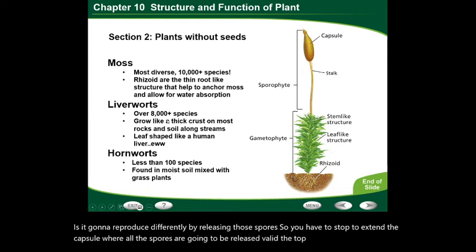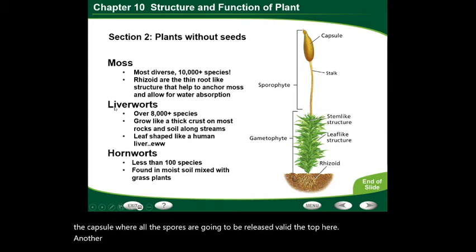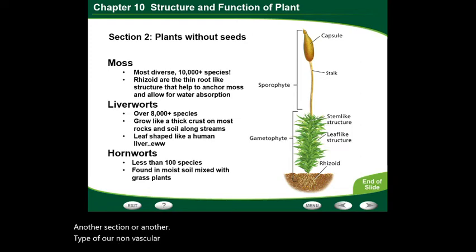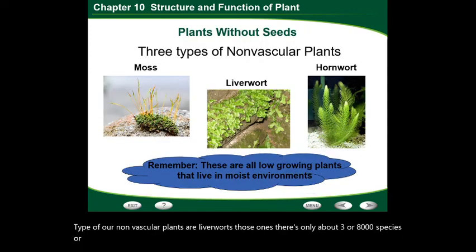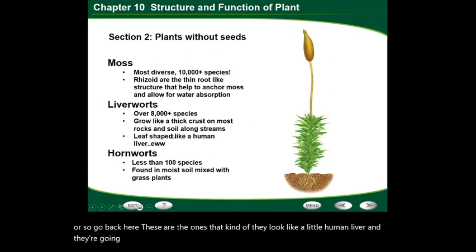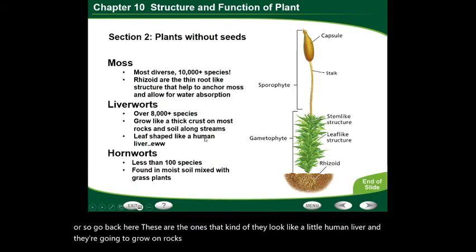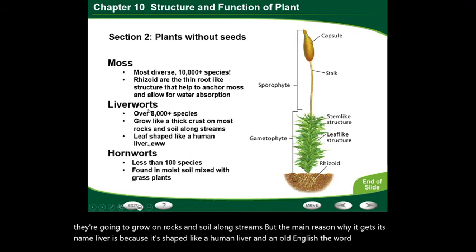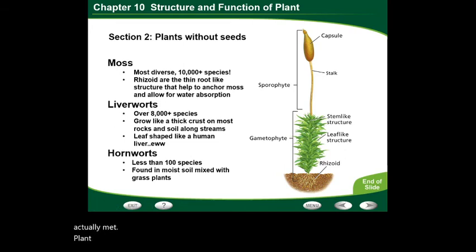Another type of our non-vascular plants is liverworts. There are only about 8,000 species or so. These ones look like a little human liver, and they grow on rocks and soil along streams. The main reason it gets its name liver is because it's shaped like a human liver, and in Old English the word wort actually meant plant, so liver plant is what they called it.